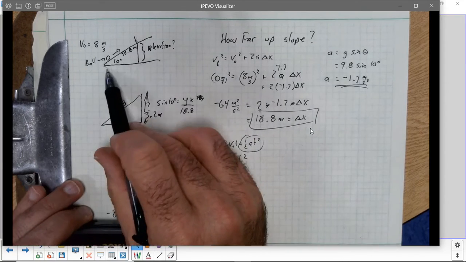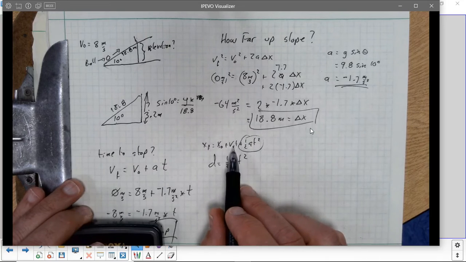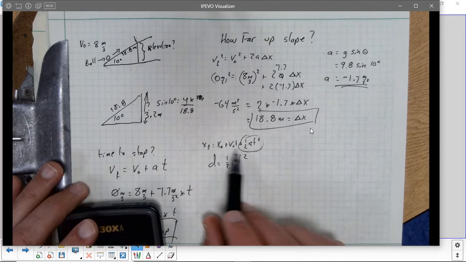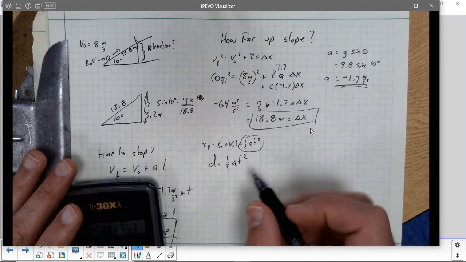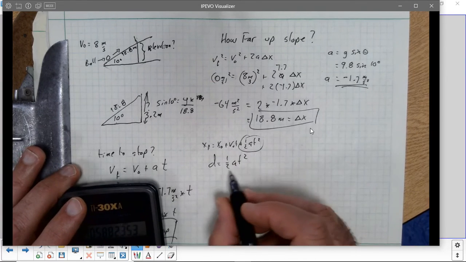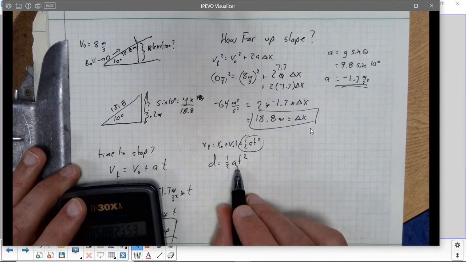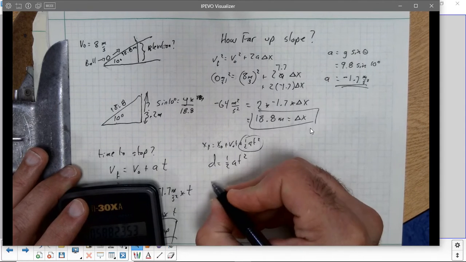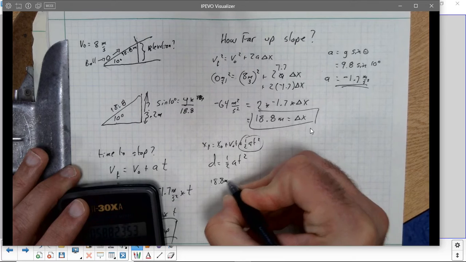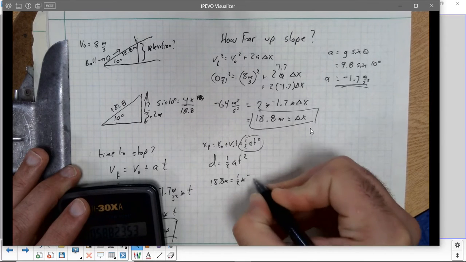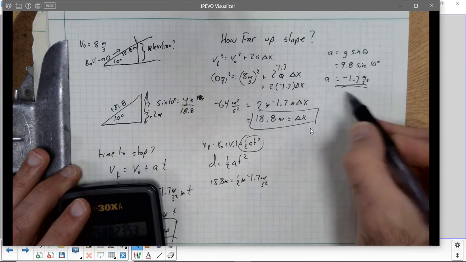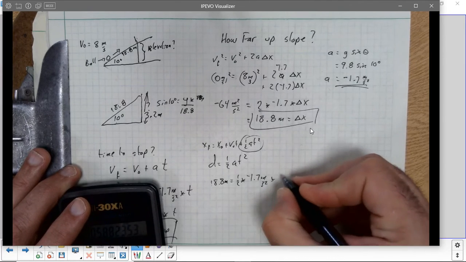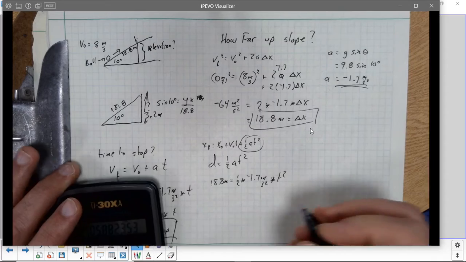You can also do it by rolling up the hill, but you wind up with t showing up in a couple places. This is probably the simplest way to do it. Anyway, d equals 1/2 at squared. It's the distance given an acceleration. Now we know the distance is 18.8 meters equals 1/2 times negative 1.7 meters per second squared, the acceleration we calculated at the start, times t squared.